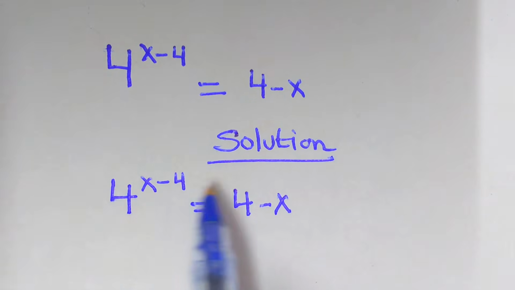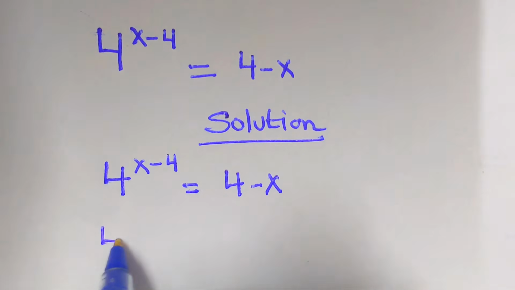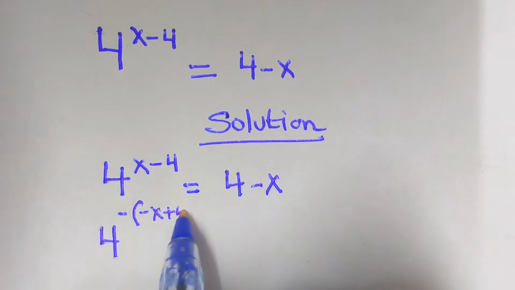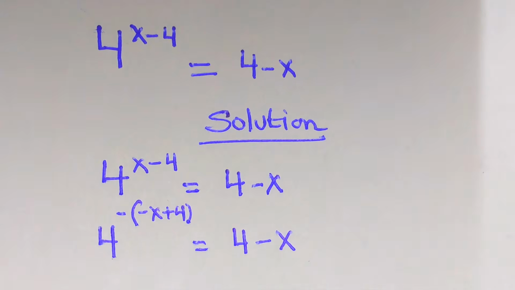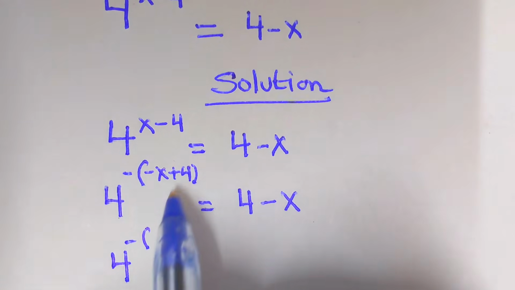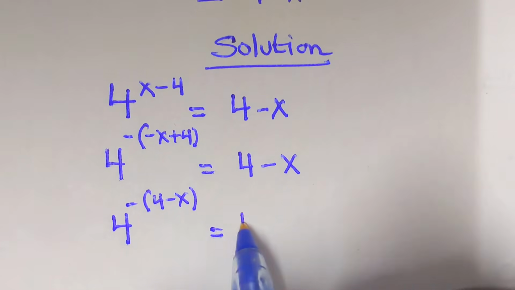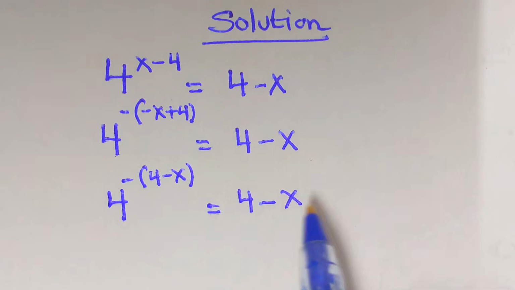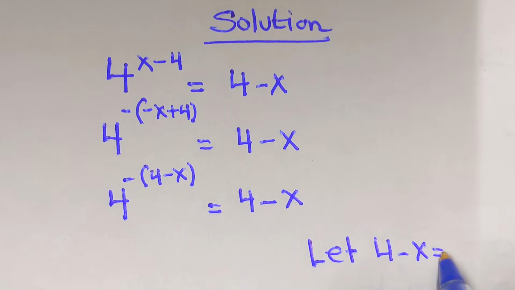The things that we have here are different, so we have to factor out a negative. Here 4 power negative, to get negative x plus 4, which will be 4 minus x. Then you have 4 power negative, and by rearranging we shall get 4 minus x, which equals 4 minus x. This one and this are the same, so we can relate 4 minus x to be t.